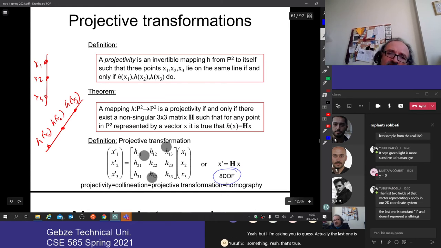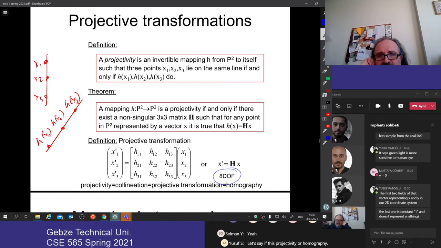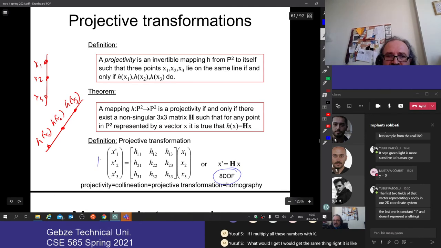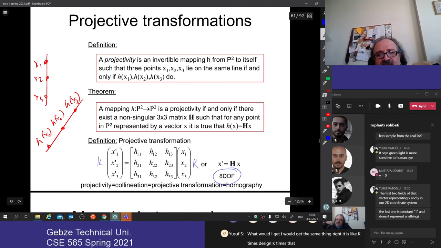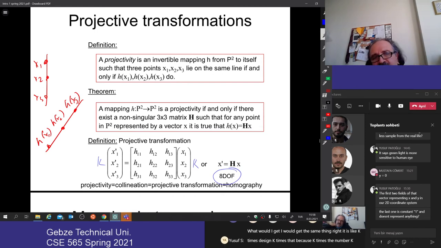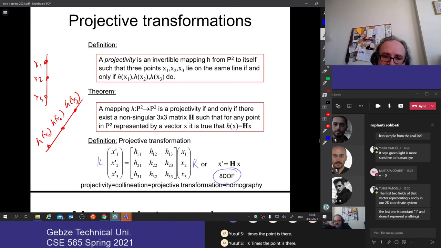Let's say if this is a projectivity or homography, if I multiply all these numbers with k, what would I get? I would get the same thing, right? It is like k times this and k times that, because k times a point is the same thing. So if I divide all of them with H33, I would get the same projectivity. So H33 doesn't matter, actually. It is 1. If H33 is 1, then I'm okay. So 8 degrees of freedom is enough for projectivity.